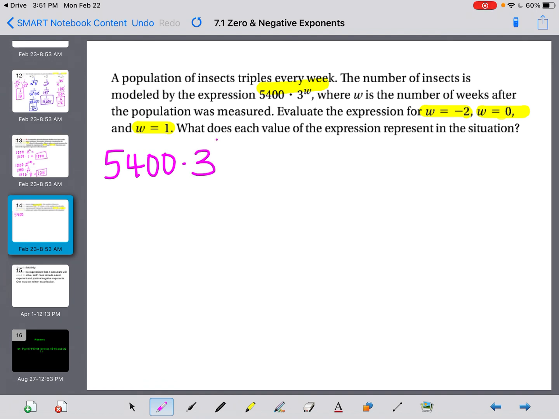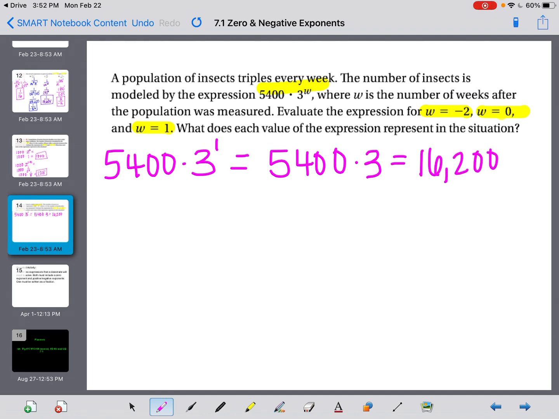5,400 times 3 to the first power, which gives us 5,400 times 3. Which is 16,200. That actually was the last one written on there, so I apologize for doing those backwards.